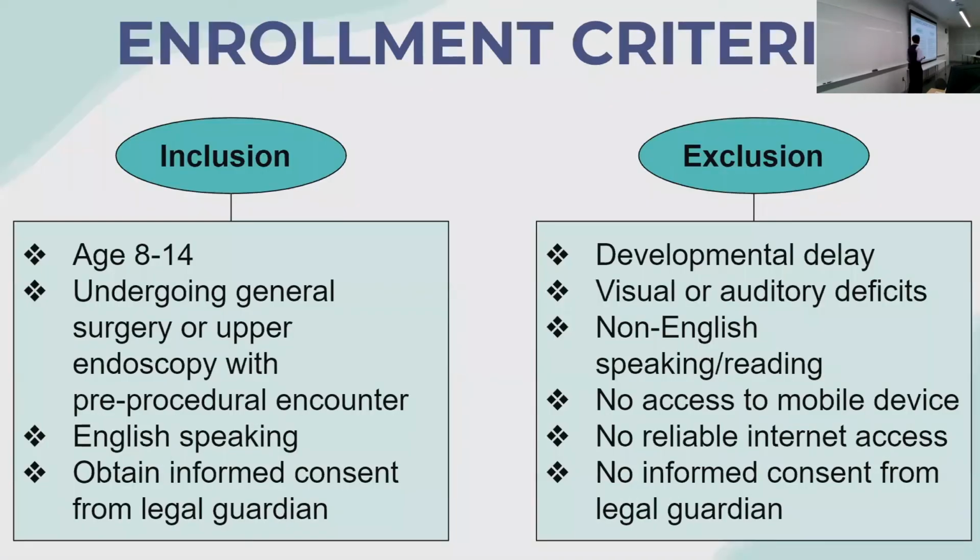So here is the enrollment criteria that we use to screen for potential participants. So for instance, children have to be between ages 8 to 14, having a scheduled procedure at the hospital, they're English speaking, and we're able to obtain informed consent from the guardian and assent from the child. If children do not meet the inclusion criteria or they meet the exclusion criteria, then they will not be eligible to participate in the study.